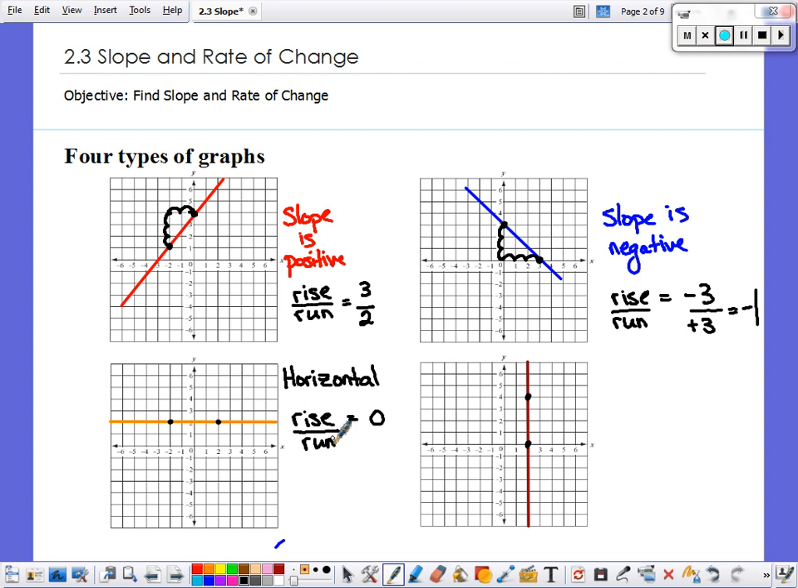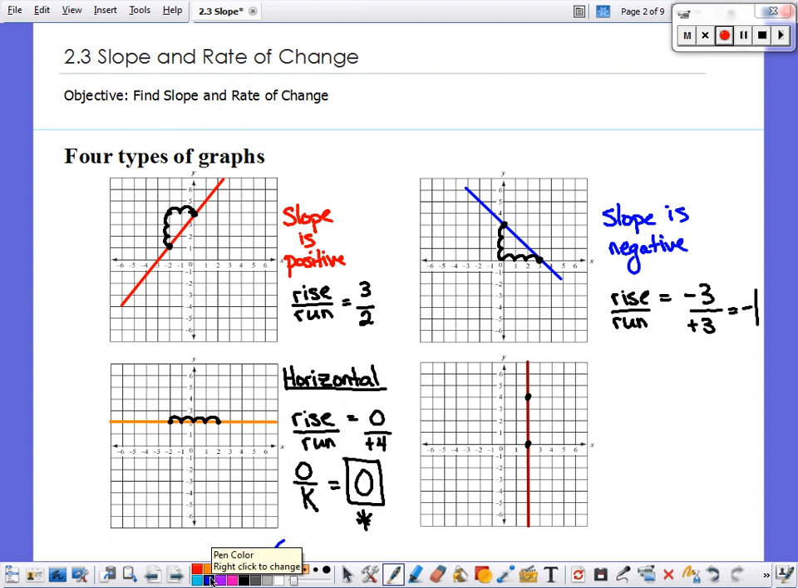Our run, on the other hand, 1, 2, 3, 4 would be a positive 4 because it's to the right. But really, 0 in the numerator, 0 divided by anything, if you remember, is okay. It just means that your answer is 0. So the slope of a horizontal line is 0. And that's something that you definitely want to memorize. Slope of a horizontal is 0.